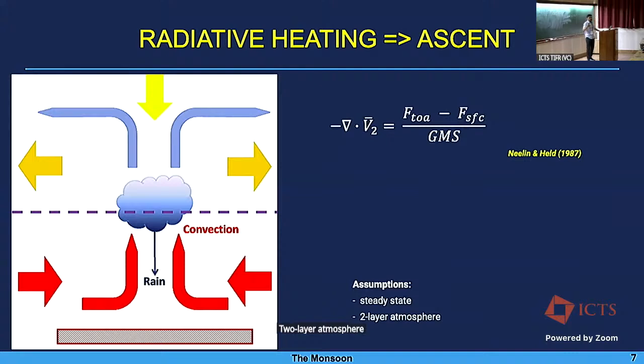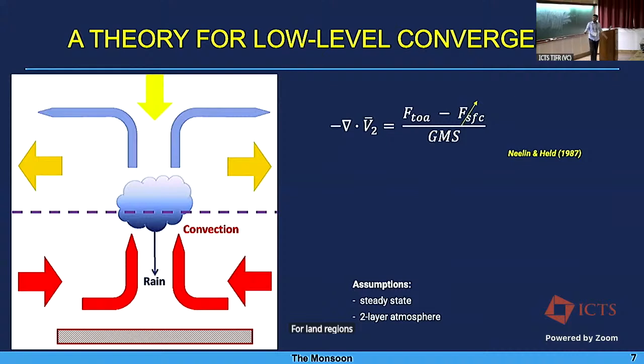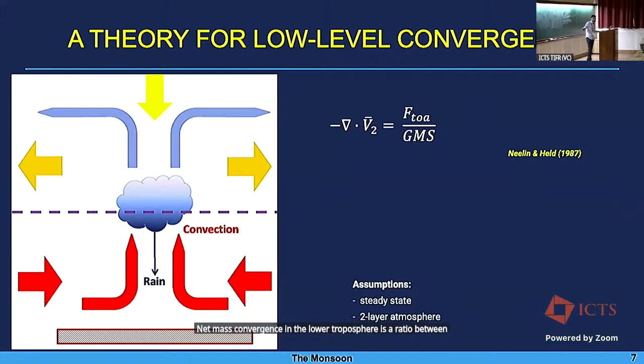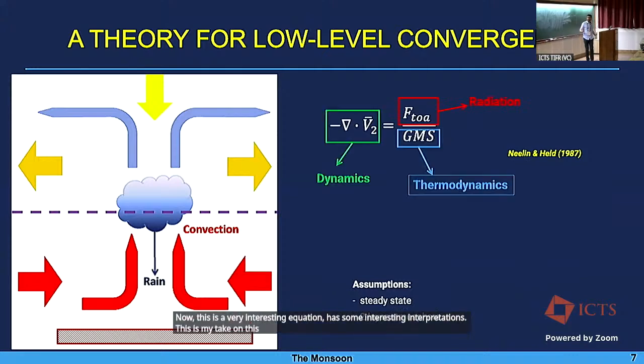For land regions, over land regions, because land has lower heat capacity, on longer time scales, net surface fluxes can be neglected. So this leads to a simplification. The net mass convergence in the lower troposphere is a ratio between F2R, radiative fluxes, and GMS. Now this is a very interesting equation, has some interesting interpretations. This is my take on this equation.